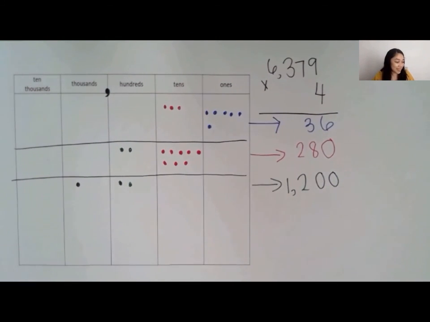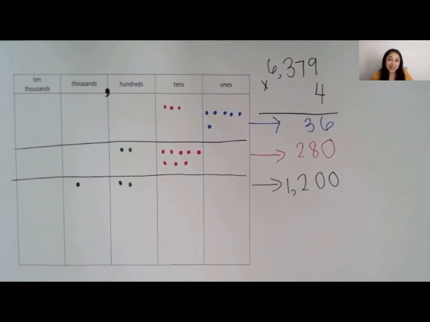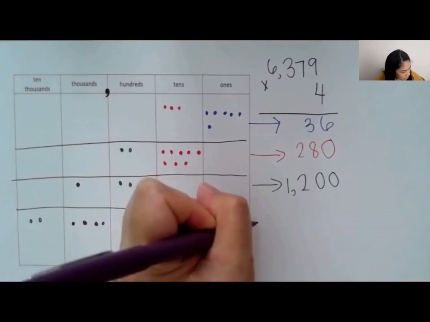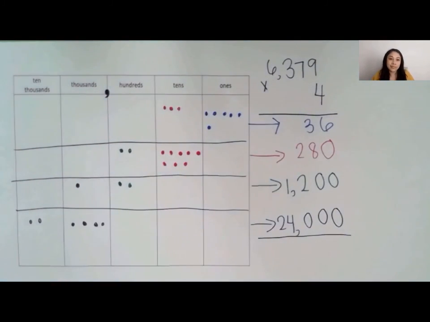Next, thousands. 4 times 6 thousands is 24 thousands, or 2 ten thousands, 4 thousands. Where do we record this? Yes, a little bit lower than the 1,200. Can you see the 4 partial products?